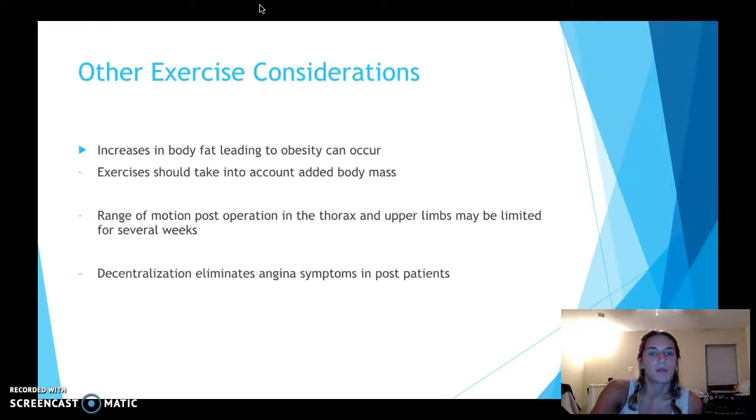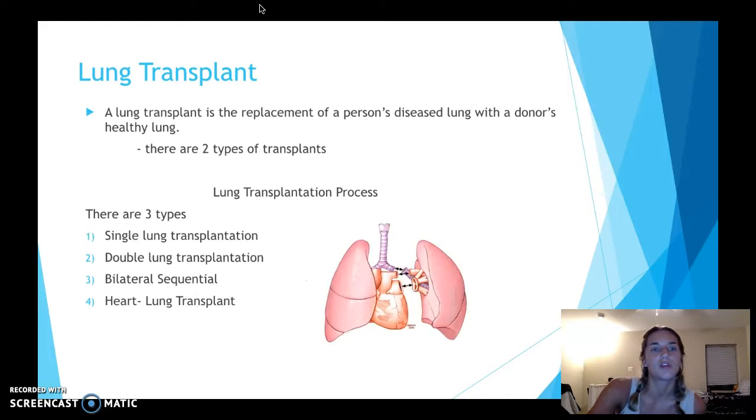Range of motion post-operation in the thorax and upper limbs may be limited for several weeks. I'll say this again in lung transplants, but they say to limit upper body lifting to 10 pounds or less within the first 6 weeks. And denervation eliminates angina symptoms in post patients, but they still may be present, so just keep an eye on chest pain. Moving on to lung transplants.